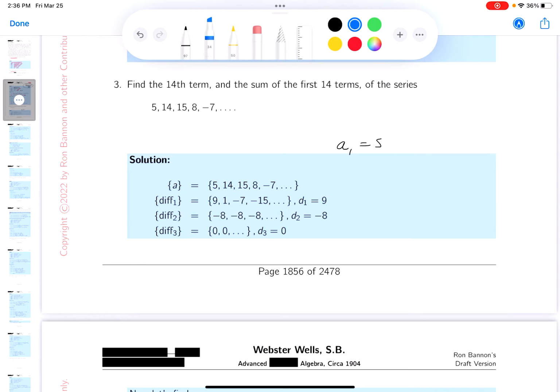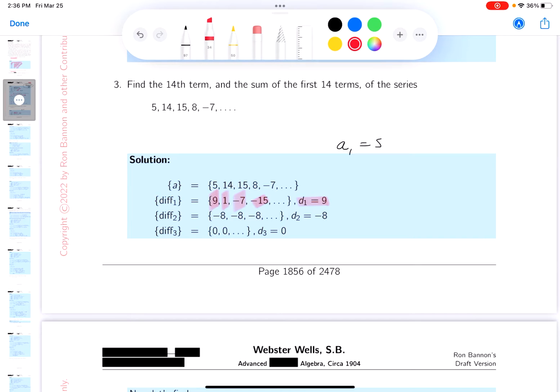Let me get my highlighter out. 14 minus 5 is 9. And then 15 minus 14 is 1. 8 minus 15 is minus 7. Minus 7 minus 8 is minus 15. And then I'm going to say D1. That's the first member there, which is 9.